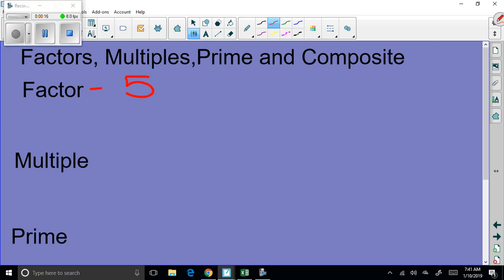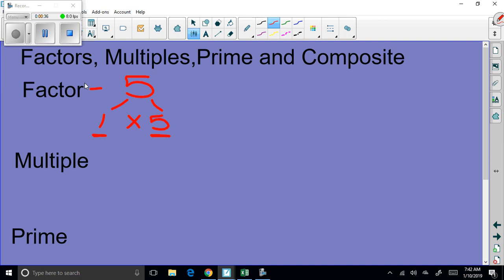The factors of 5, numbers you multiply together to get 5, would be 1 times 5. Because I can multiply 1 times 5 together to get 5, 1 and 5 are both factors of 5.